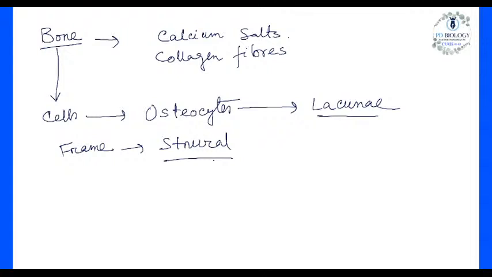They support and protect the softer tissues as well as the organs. The limb bones serve the weight-bearing function. They take part in locomotion and movement. And not only these, the blood cells are originated from bone marrow. So these are the prime functions.